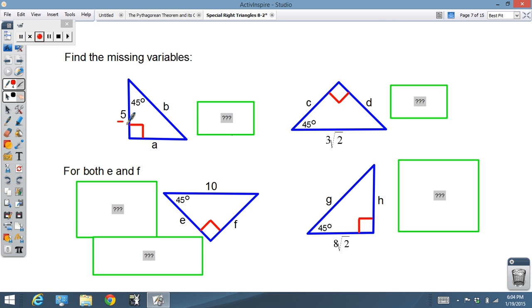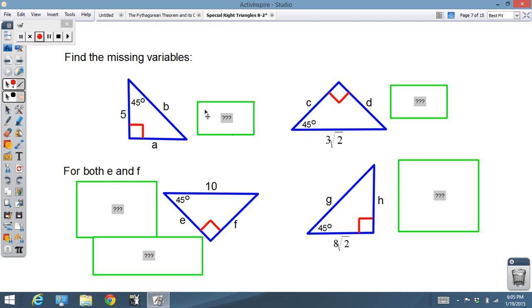Looking at this one, I've got a leg that's listed as 5. So what does that give me for A and B? Then I've got some other examples that are going to be a little more challenging as we go through it, but in every case I need you to notice the legs, the sides next to the right angle, are going to have to be the same, and the hypotenuse across from the right angle is going to be multiplied by the square root of 2. So, challenge yourself, give them a try, here come the answers.